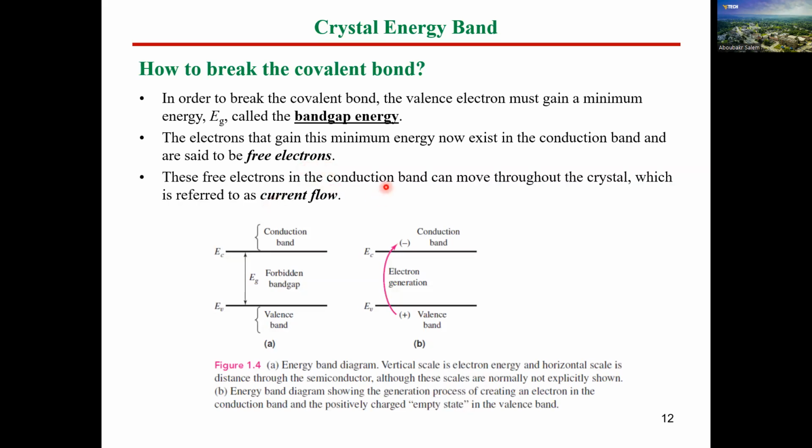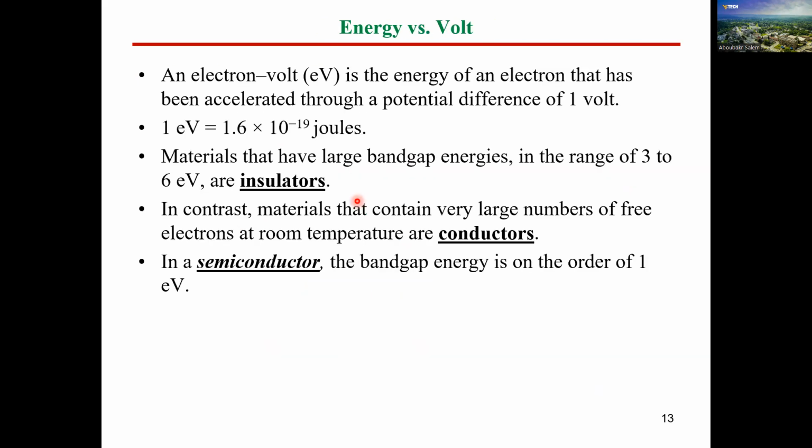These free electrons in the conduction band can move through the crystal, which is referred to as electrical or current flow. So this is, guys, the meaning of current flow, and you could see the current flow already in conducting materials in the previous video, but now we are discussing the semiconductor material. So once you apply a certain amount of energy in order to break the covalent bond, you will have free electrons, and once you have free electrons, this means a current will flow in the semiconductor material.